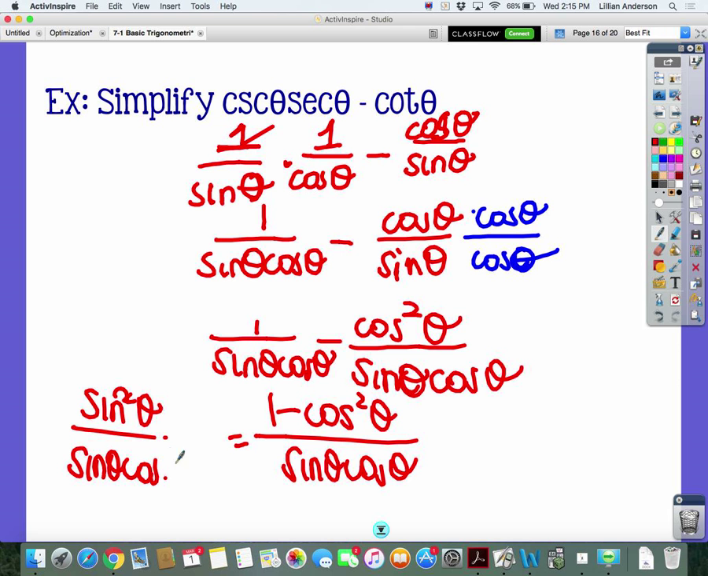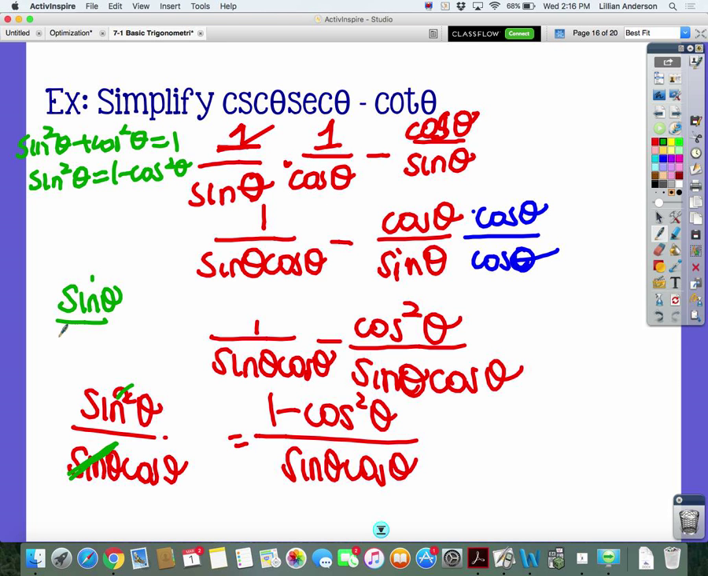Do you remember your Pythagorean identity? The one that starts with sine squared theta plus cosine squared theta equals 1. If I subtracted cosine squared theta, which I could do because it is an equation, don't I have 1 minus cosine squared theta? Which means I can replace it with sine squared theta. That's where that came from. So now I have sine squared theta over cosine theta sine theta. I'm not done yet because I can keep simplifying. I can take out a sine theta because I have 2 up here, but I have 1 down here. So that leaves me with sine theta over cosine theta, which is tangent theta.